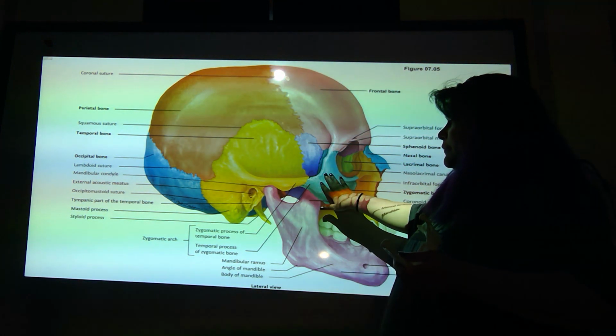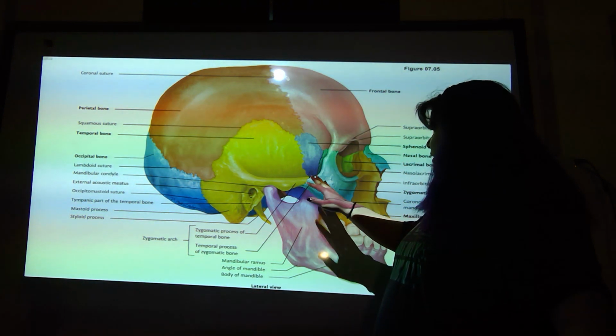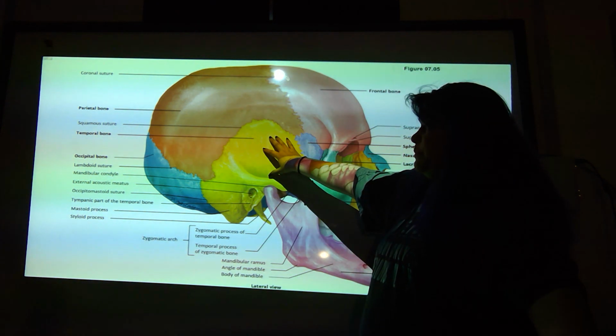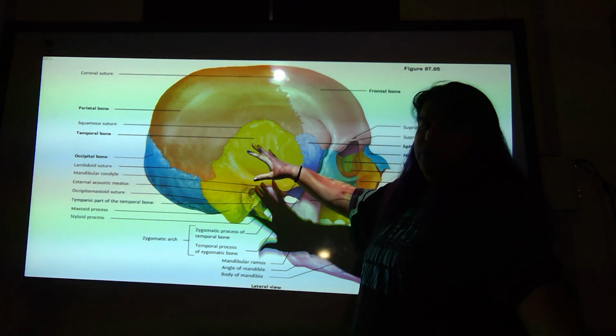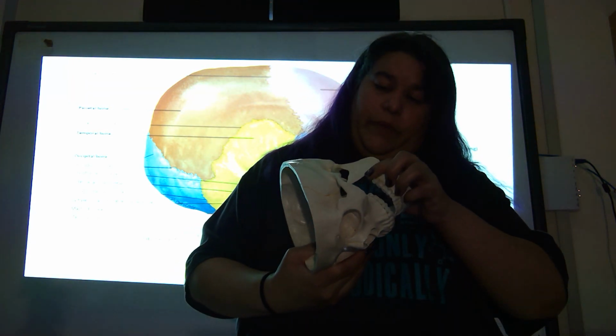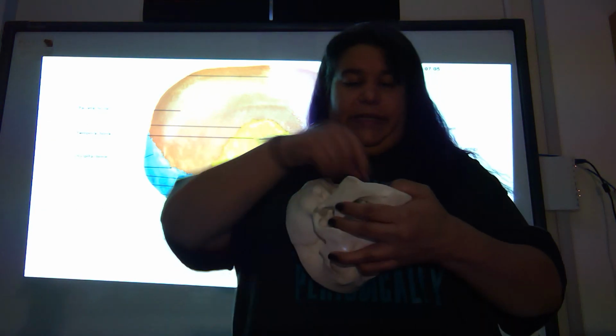Now, the zygomatic arch, wait a minute, zygomatic bone, zygomatic arch. This bone here is actually the temporal bone. Temporal bone is on the side of your skull. Let me try and put this back together real quick.